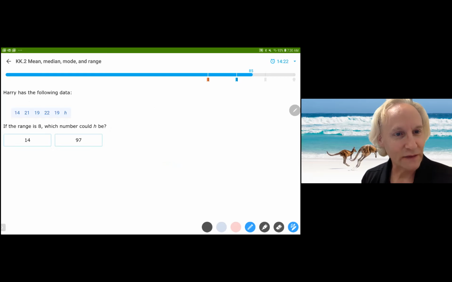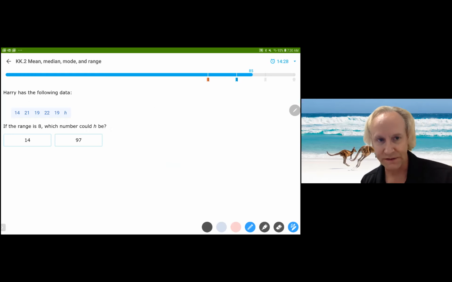And it looks like we're looking for a range of 8. What number could H be? Now the range has to be 8. So from the largest to the smallest, 14 would be the same with the smallest number. So let's see if that works. Let's see if the 14 works. Let's just test it real quick.